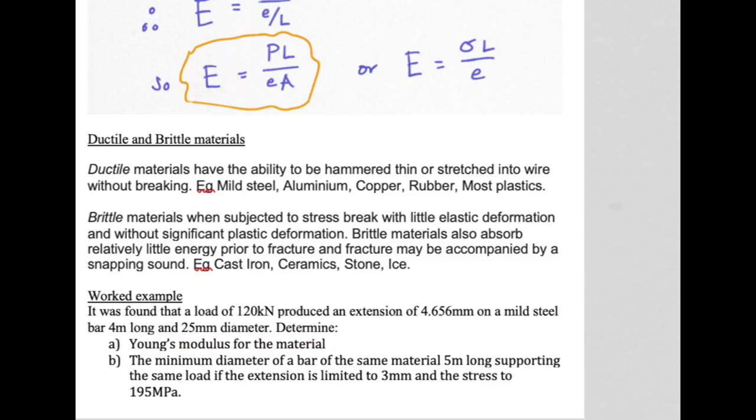And then the B part, the minimum diameter of a bar of the same material 5 meters long, supporting the same load if the extension is limited to 3 millimeters and the stress to 195 megapascals. So what they're saying is find the Young's modulus and then do a little calculation, a little design basically, where your two constraints are given and you must work out the minimum diameter of the bar. Okay, so what I propose you do is stop the video now, work that out, and then once you've attempted it, restart the video and have a look at the solution.